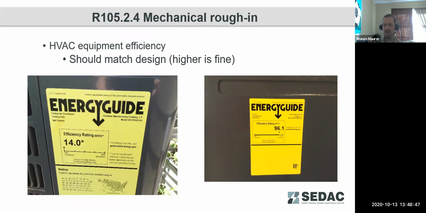If it's below design, is it still compliant with the code? If it is, it may be able to be approved. If not, it may be affecting whether the system can meet the load in the building or not. So you want to make sure higher than the design is better, especially if you're designing to meet the code minimum requirements for efficiency.